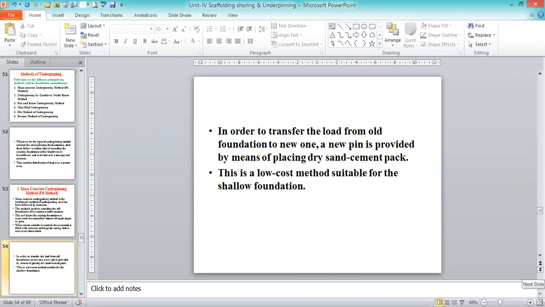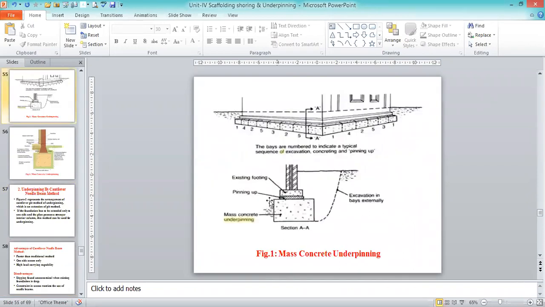In order to transfer the load from the old foundation to the new one, a new pin is provided. The joint is going to be provided by means of placing a dry sand cement pack. This is a low cost method suitable for shallow foundations. Already I told you that it is a shallow foundation technique. So this diagram is going to explain that to you.